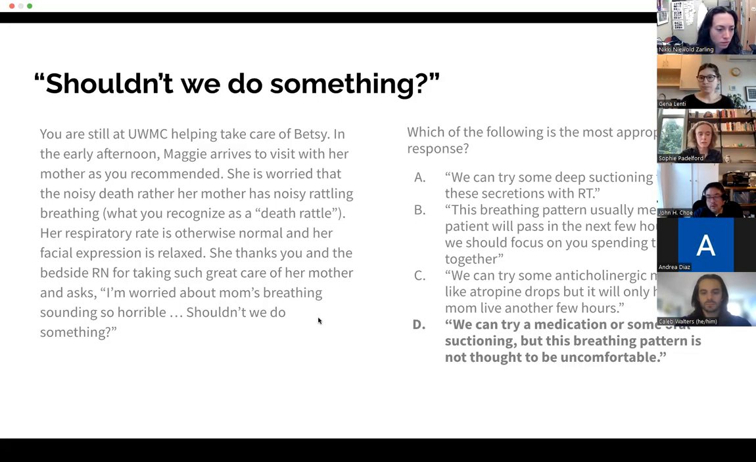And I'm glad no one picked A. Hopefully everyone remembers that deep suctioning, so really getting in there and sucking all the goo out, is pretty uncomfortable. Patients are usually coughing and spluttering and don't love being deep suctioned. It's really not very patient-centered to deep suction somebody to treat a death rattle, which we don't think is very uncomfortable for patients.